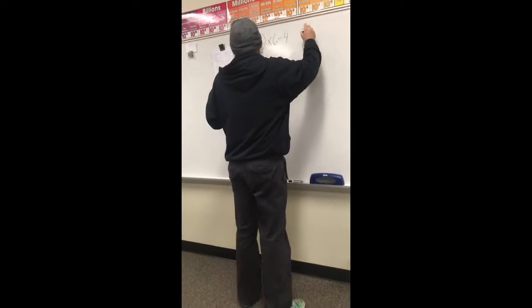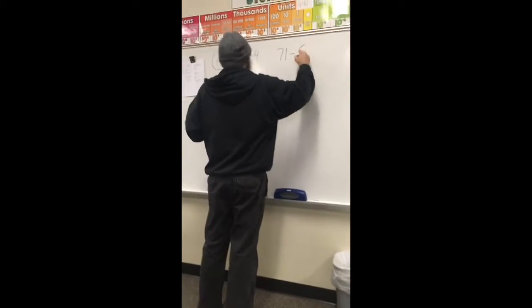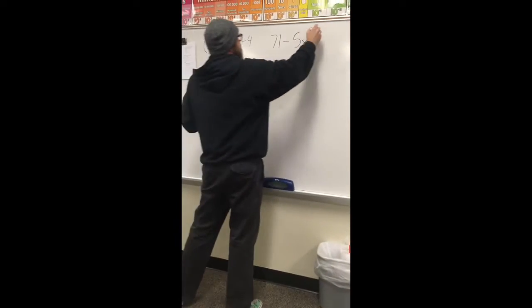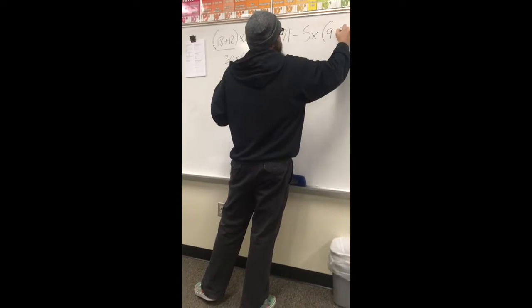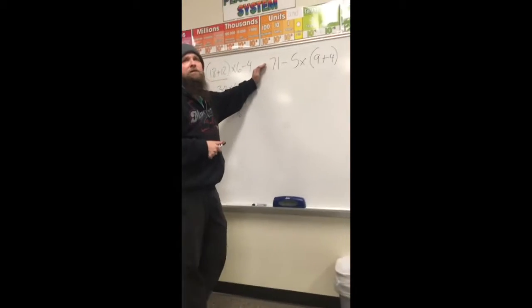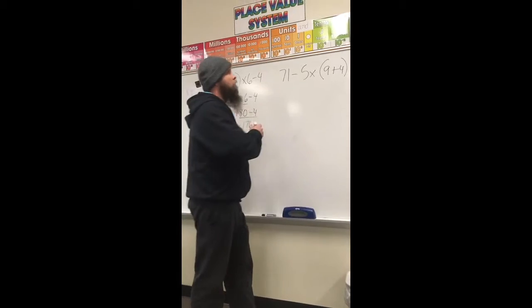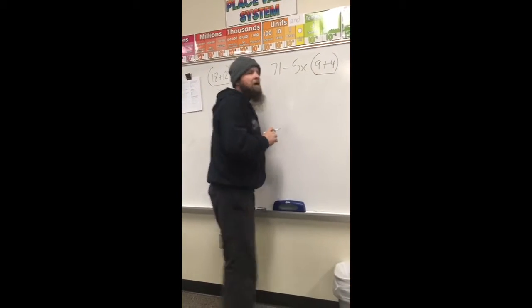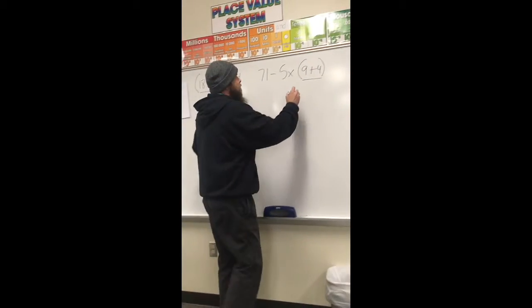The next one, we have 71 minus 5 times, in parentheses, 9 plus 4. Noah, does this have parentheses? Yes, we'll start with that. Noah, what's 9 plus 4? 13.